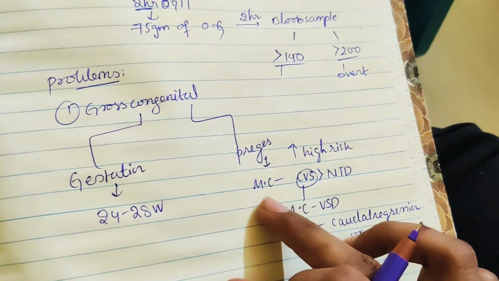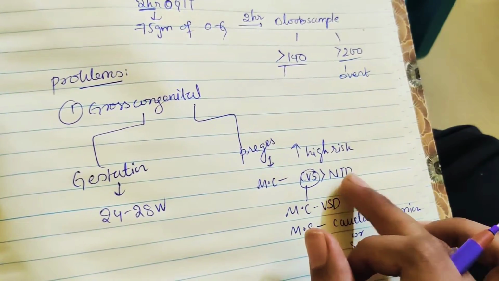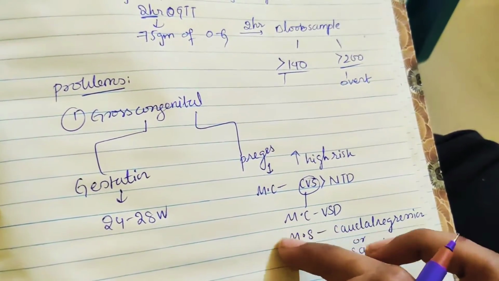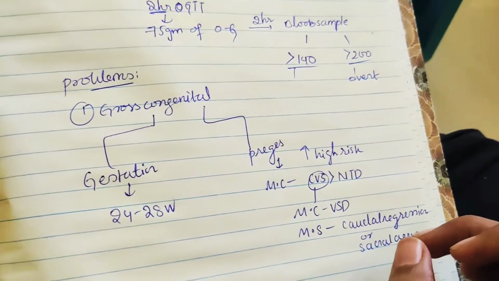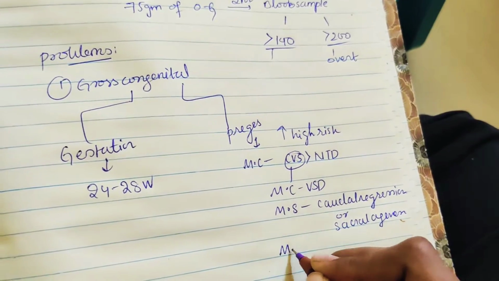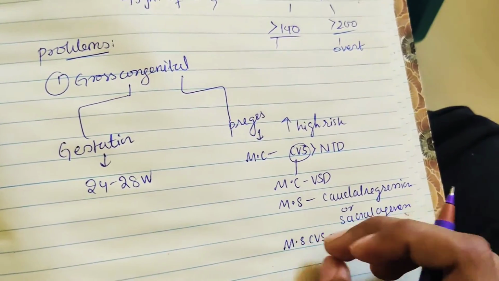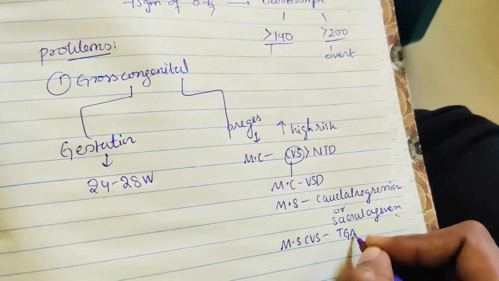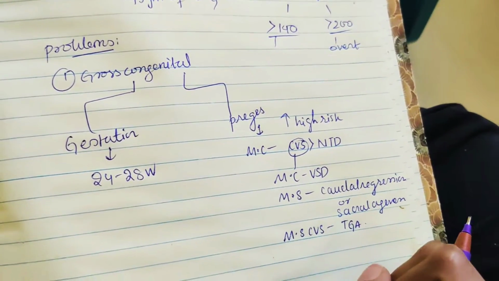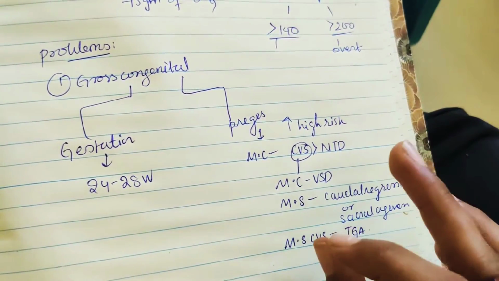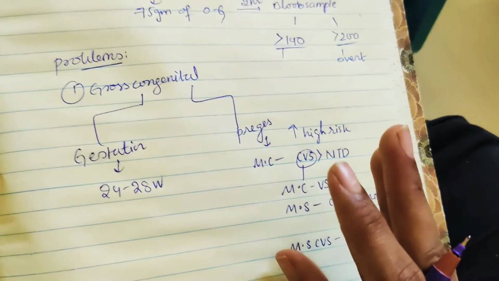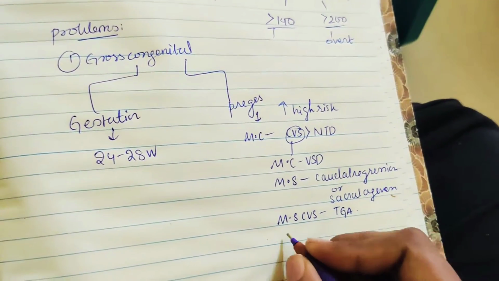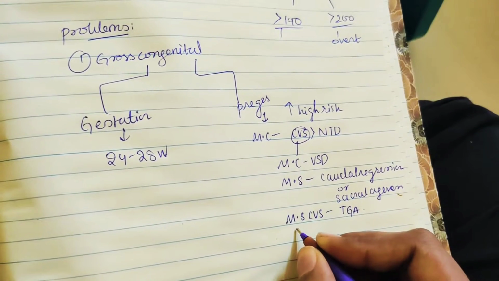Once again I am repeating: the most common are cardiovascular diseases, more than neural tube defects. Among cardiovascular diseases, the most common congenital defect is ventricular septal defect. The most specific is caudal regression or sacral agenesis. And what is the most specific cardiovascular anomaly? The most specific cardiovascular anomaly is TGA, that is transposition of great vessels. For example, the aorta arises where the pulmonary trunk should be. So there will be transposition of great vessels. That is the most specific cardiovascular anomaly.